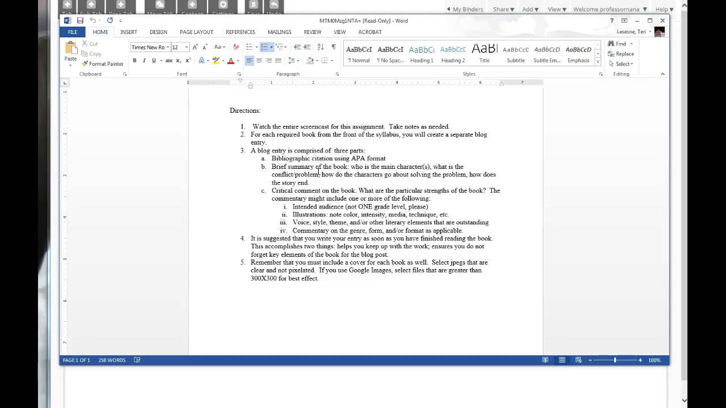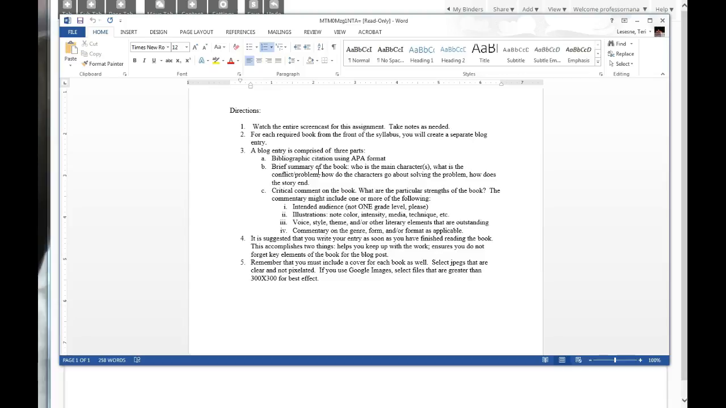Then the third part of an annotated bibliography is some critical commentary on the book. What are the particular strengths of the book? You might include intended audience, but please don't tell me this is a good fourth grade book, because there is no such thing as a fourth grade book. You might tell me that this is a great middle grade book. This is a great book for kids in early elementary school. This is a good book for kids who are interested in this topic, but don't narrow that down to just grade level in this case.